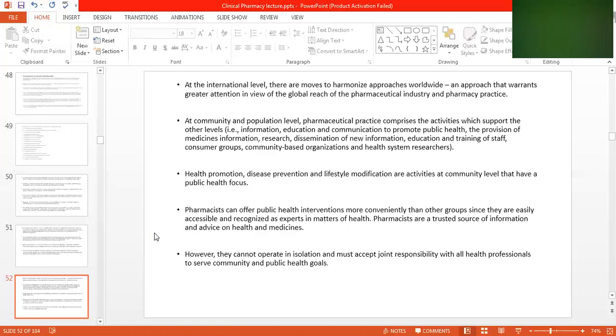However, they cannot operate in isolation and must accept joint responsibility with all health professionals to serve community and public health goals. So to serve the community or public health goals, you have to work as a team and must have a responsibility.